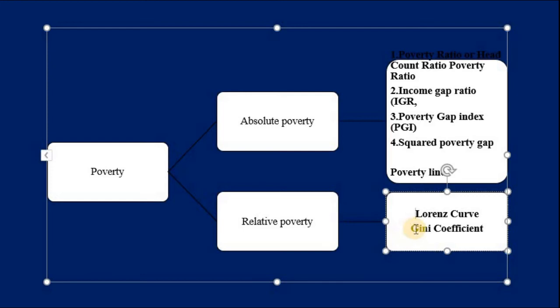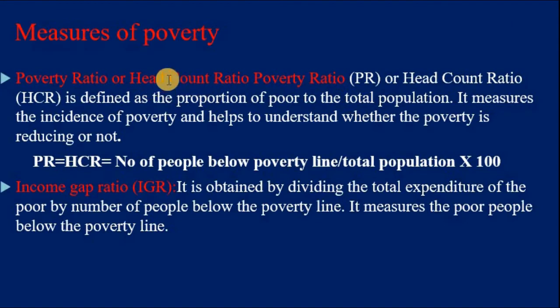And the Gini coefficient, we'll discuss in detail. First one, what is the measure in measures of poverty? Poverty ratio or head count ratio. So this is head count ratio. It is defined as the proportion of poor to the total population. What is the proportion of the poor to the whole population?